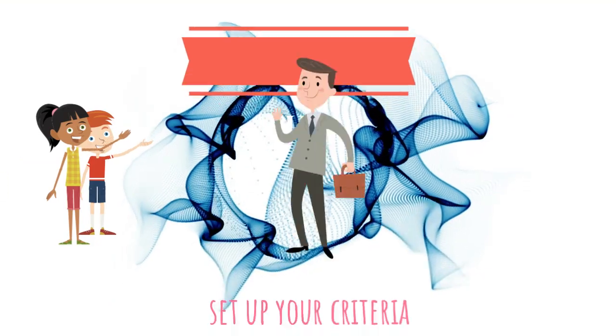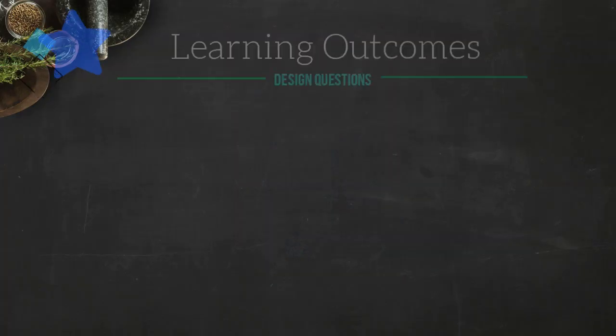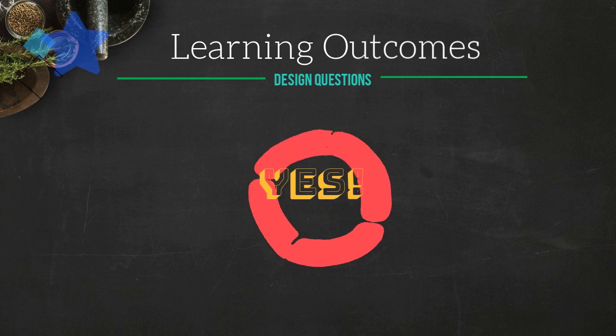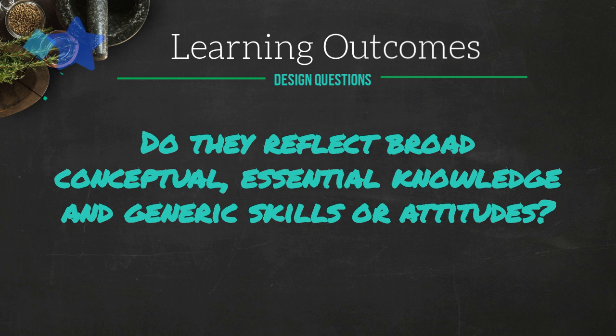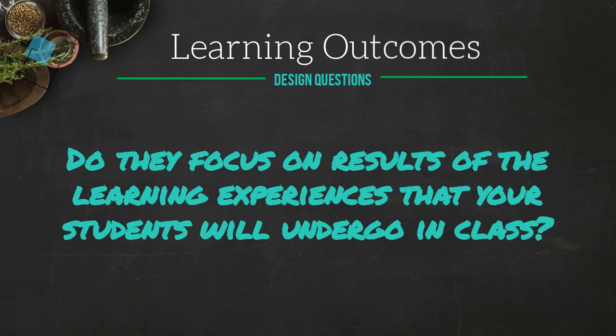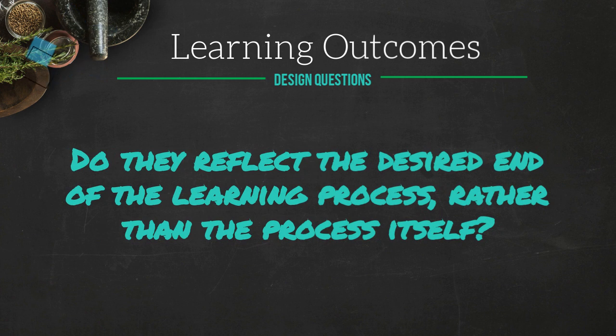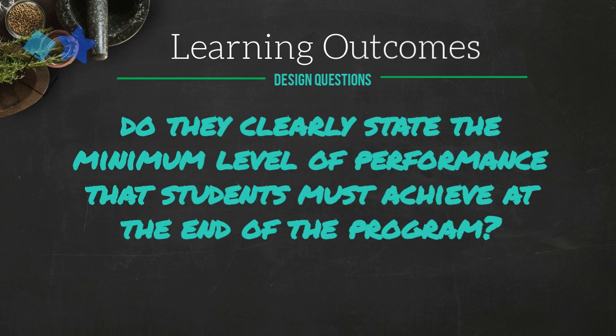Tip 1. Set up your criteria. Make sure that the learning outcomes you have designed answer the four following questions with a solid yes. Do they reflect broad conceptual, essential knowledge and generic skills or attitudes? Do they focus on results of the learning experiences that your students will undergo in class? Do they reflect the desired end of the learning process rather than the process itself? And do they clearly state the minimum level of performance that the students must achieve at the end of the program?